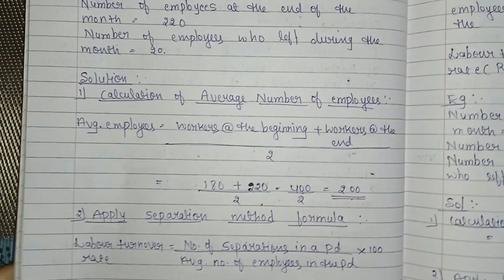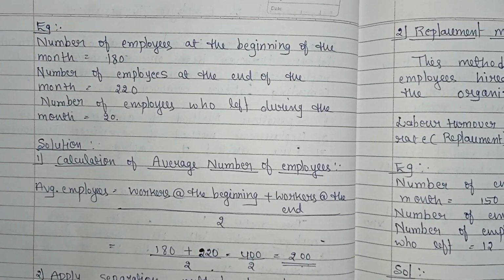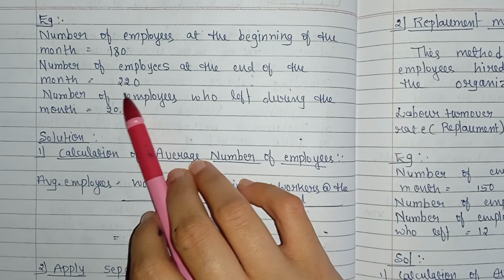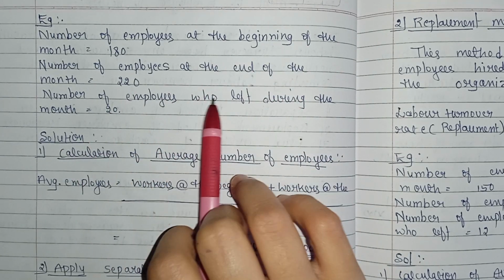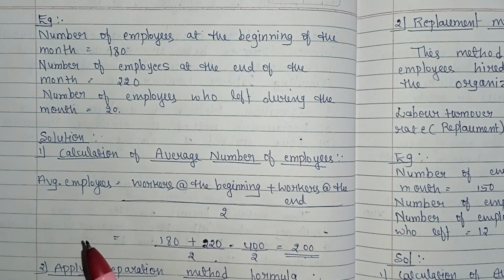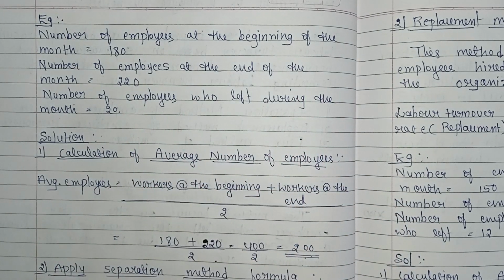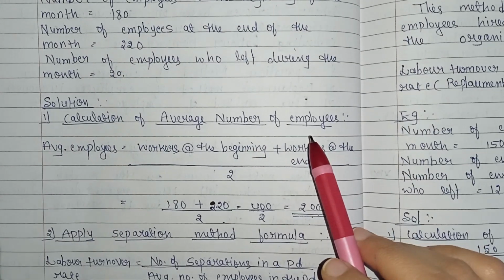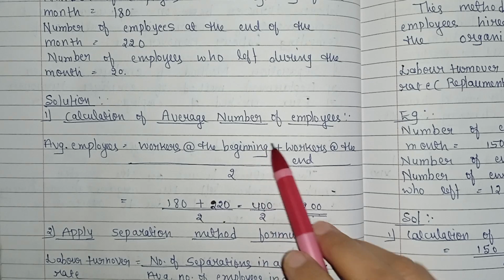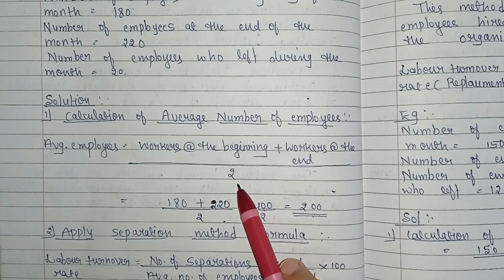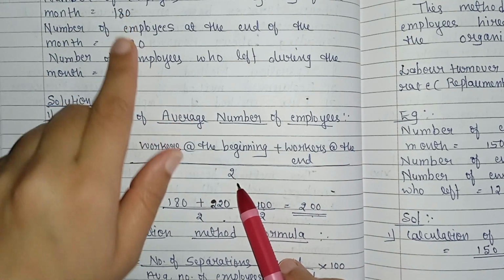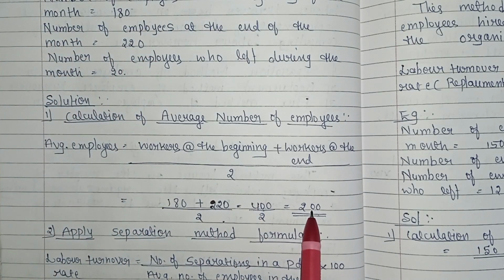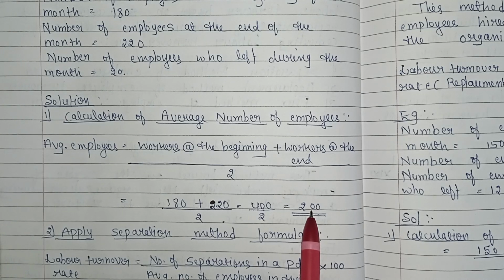So see the example. Number of employees at the beginning of the month is 180 and number of employees at the end of the month is 220. Number of employees who left during the month is 20. First we need to calculate the average number of employees, that is workers at the beginning plus workers at the end divided by 2. So 180 plus 220 divided by 2 equals 200. So average number of employees is 200.